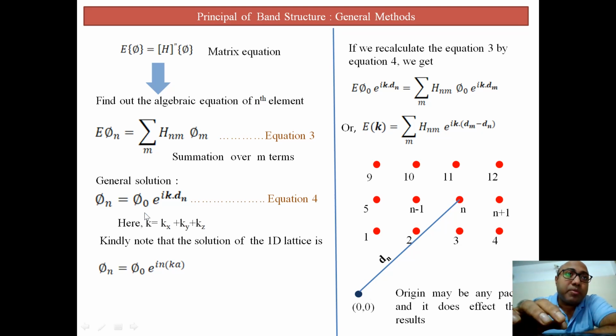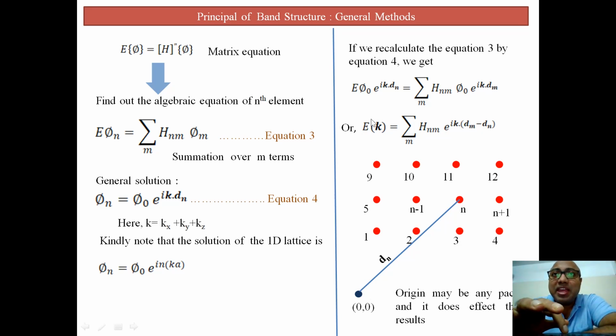If it is a third component of the wave function, that means phi 3 is equal to phi 0 e to the power i k dot dn. Since we have to calculate phi m, that means it's the mth component. So phi m is equal to phi 0 e to the power i k dm. And that's what I have, i k dm.